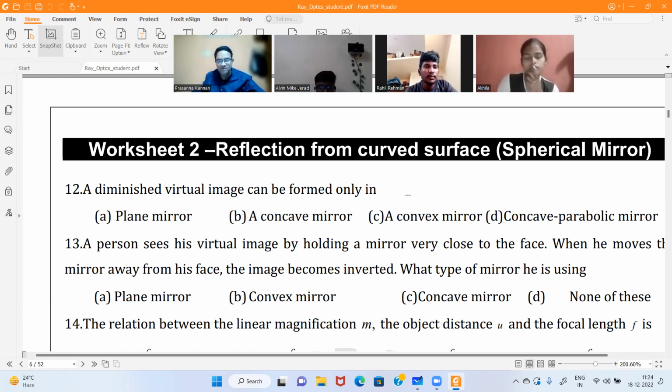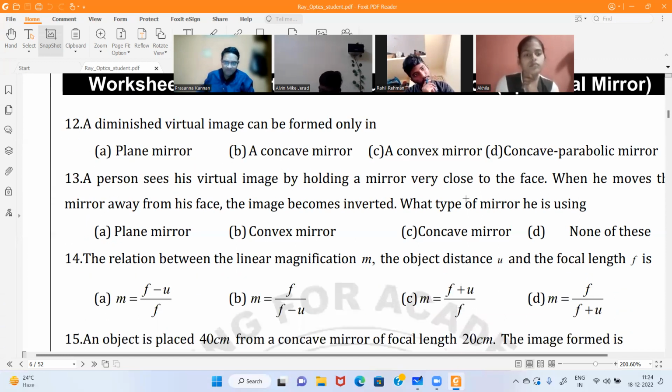Because we already saw in concave mirror, only in one case you get virtual image, correct? That is when you place the object between focus and pole. That image is virtual, but it is enlarged, correct? Diminished virtual image, always you will get it with convex mirror. That's the correct answer. Understood? 13th one.